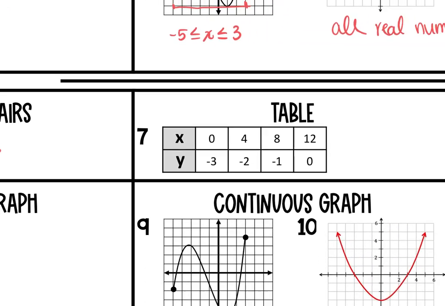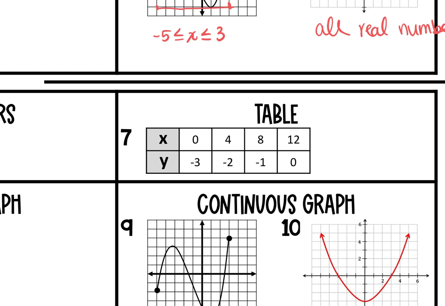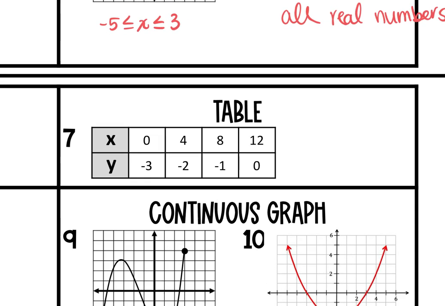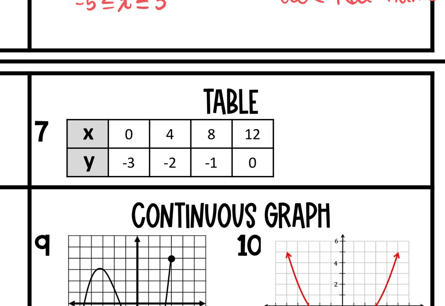Then for number 7, when we're looking at our table, same thing. A table is just a list of ordered pairs. So when you are asked what is the range of the function, you are just listing those y values of each point. If you have a y value that repeats, you do not have to list it twice.